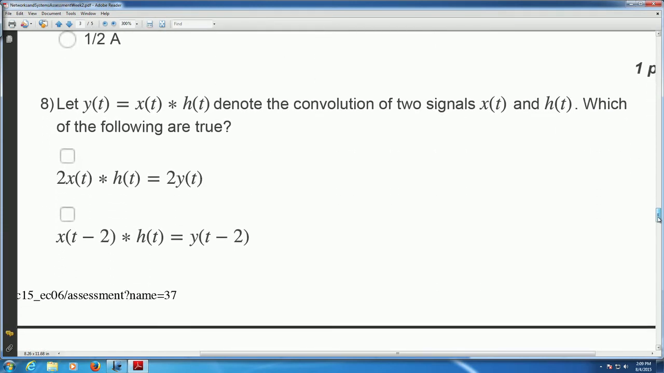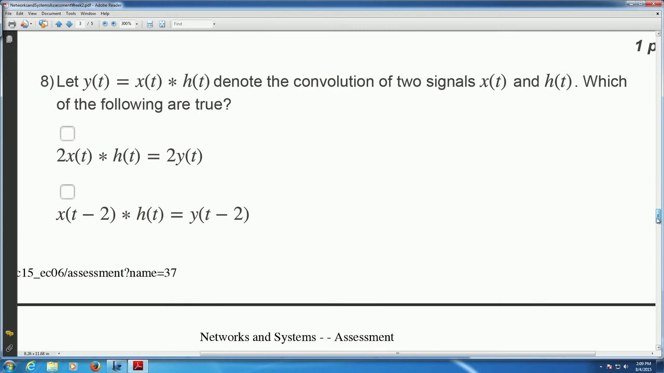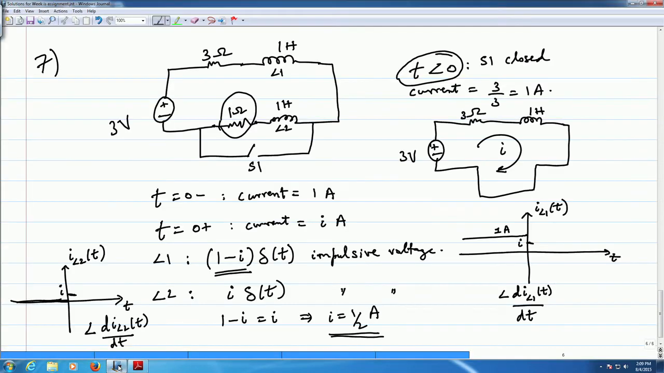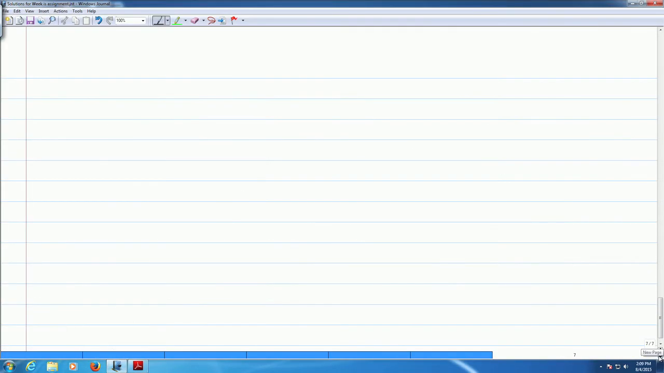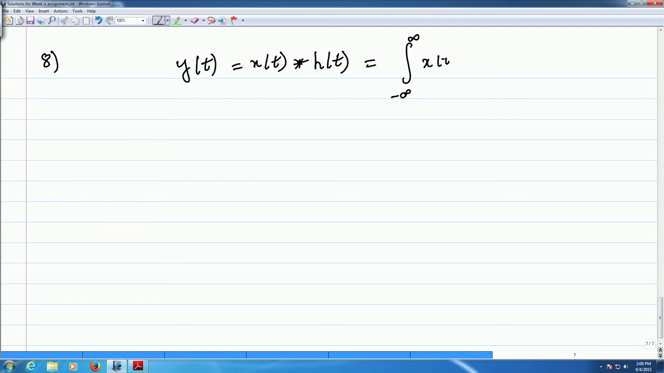Okay. So, question 8 is on convolution. y of t is x of t convolved with h of t, and you are asked to figure out if the other conditions are true or not. So, y of t is x of t convolved with h of t, and you can write that as integral minus infinity to infinity x of tau h of t minus tau d tau. You can also write it in so many other ways, but this is one way of writing it.